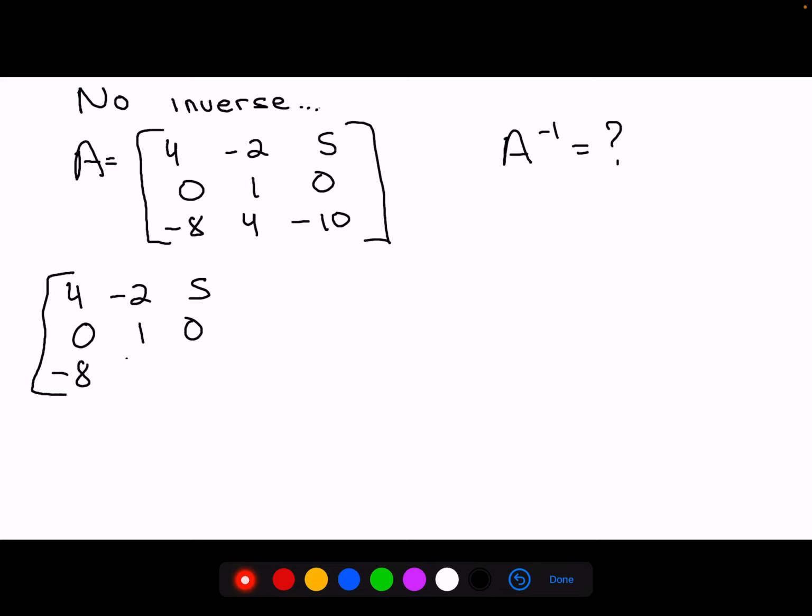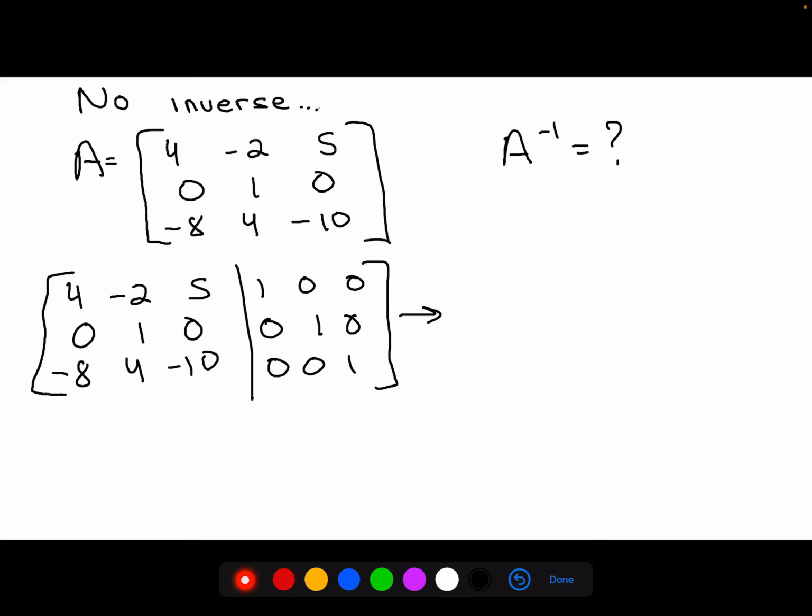There's nothing you did wrong. It's just some matrices don't have inverses. It happens. So the process that we learned: set up this augmented matrix with the right side having the diagonal of 1s and 0s everywhere else. And let's start doing some transformations.